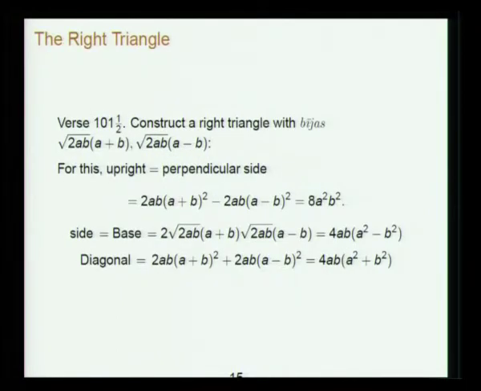So next, several other right triangles are constructed. Suppose you have a right triangle with bijas square root of 2ab into a plus b, and square root of 2ab into a minus b. So for the upright you take this square minus this square, and the base you take to be this into this, so 4ab into a squared minus b squared. The diagonal of course you take to be the square root of the sum of the squares of these, so 4ab into a squared plus b squared.